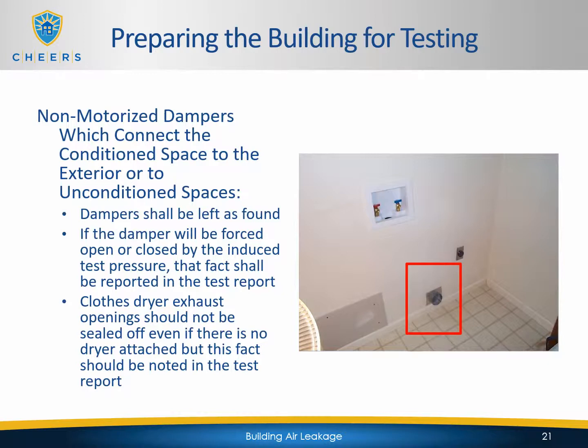Non-motorized dampers which connect the conditioned space to the exterior or unconditioned spaces shall be left as found. If the damper will be forced open or closed by the induced test pressure, the fact shall be reported in the test report. Closed dryer exhaust openings should not be sealed off even if there is no dryer attached, but this fact should be noted in the test report. And the picture that you see on the right is obviously an example of a dryer vent without a dryer connected to it.